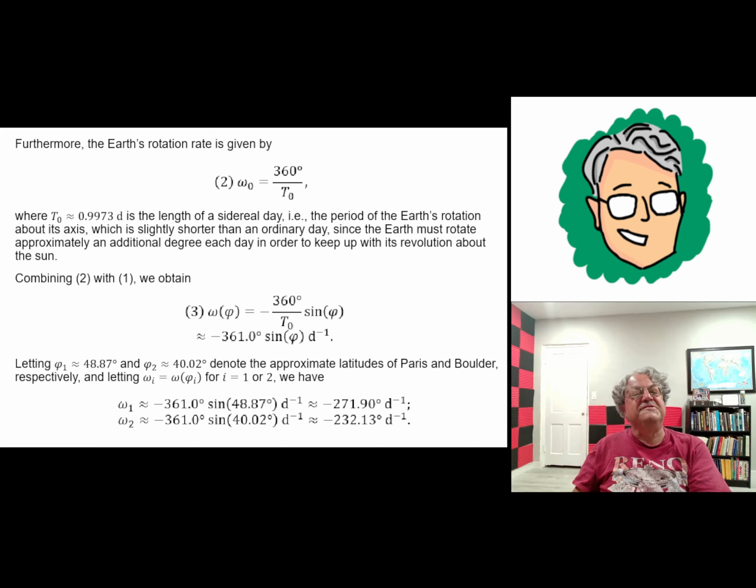For the one in Paris, it turns out to be minus 271.9 degrees per day approximately. And for the one in Boulder, Colorado, it turns out to be about minus 232.13 degrees per day. That should be negative. Both of those should have a minus sign. Anyway, those are the rotation rates.